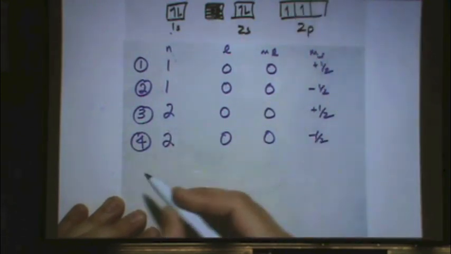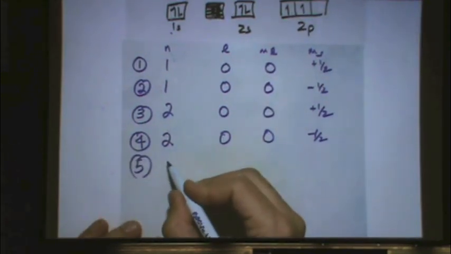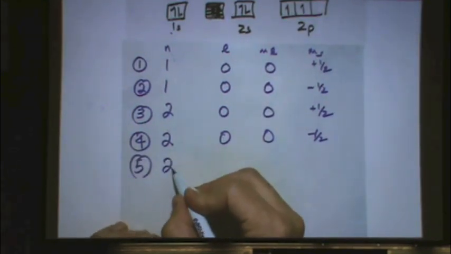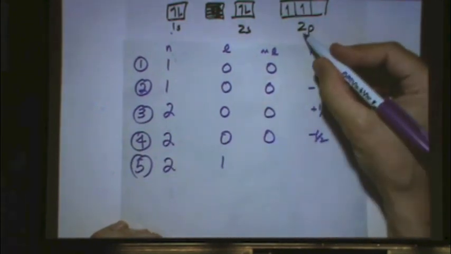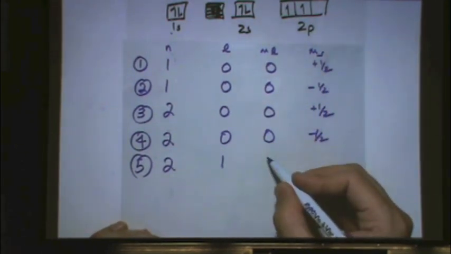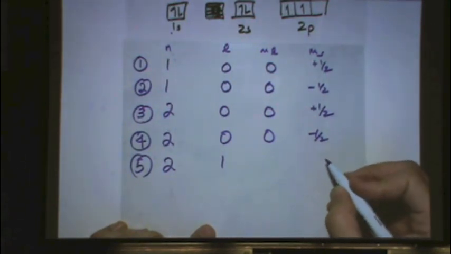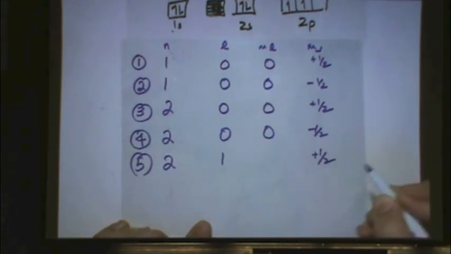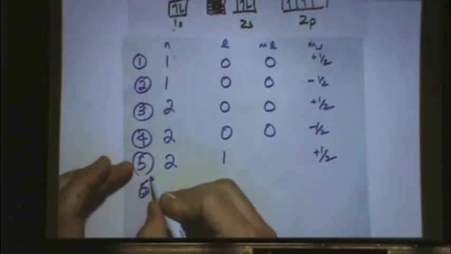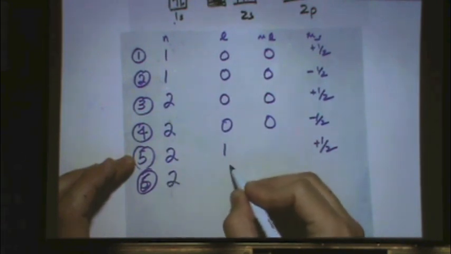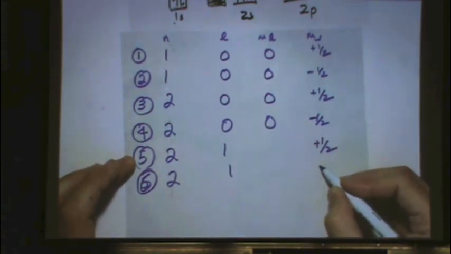Number 5, that one right there. What's N? 2. L is 1, because it's 2p. M sub L, we'll skip it and do it in a minute. We'll do it after we do 6. Number 6, again 2p. So 2, 1, and it's again pointed up.